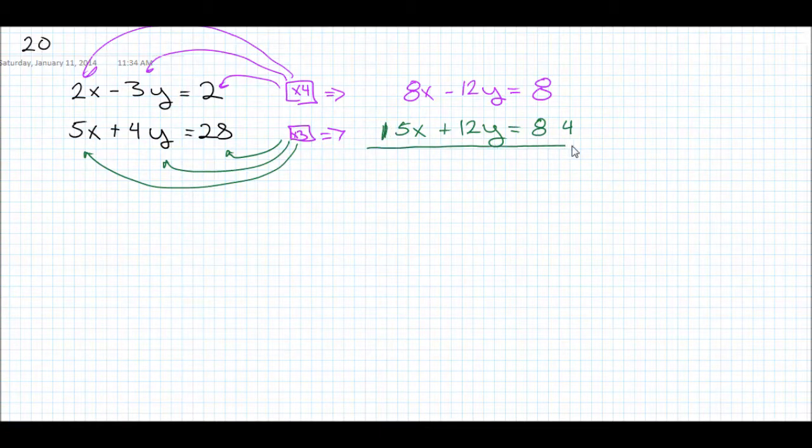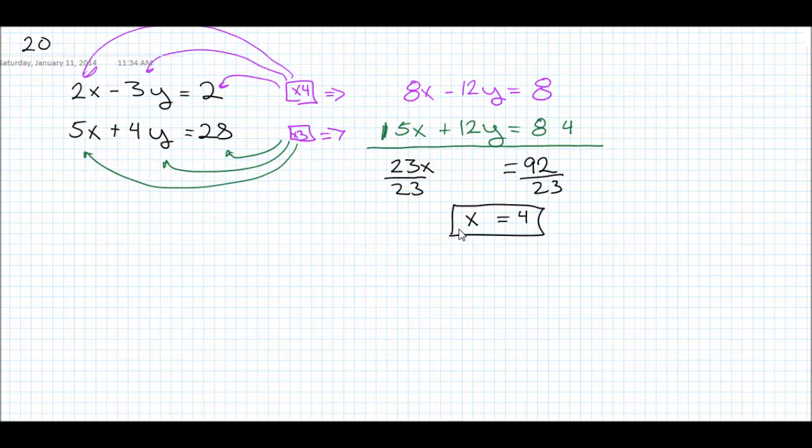So we can add these because we have opposite coefficients at 12y and negative 12y. So let's see what we get. 8x plus 15x equals 23x. Negative 12y plus 12y goes away. And 84 plus 8 is 92. Divide each side by 23. You're going to get x is equal to 4.